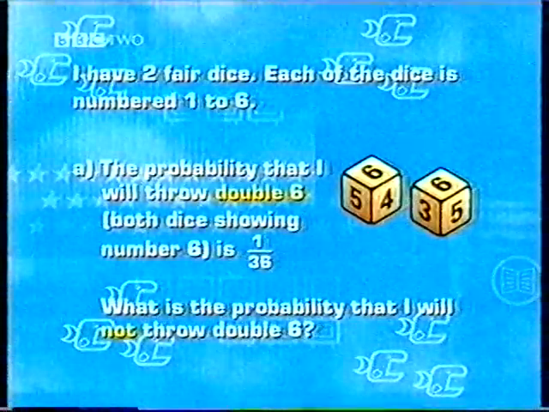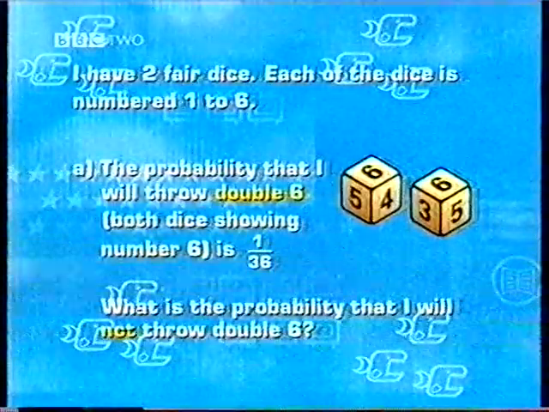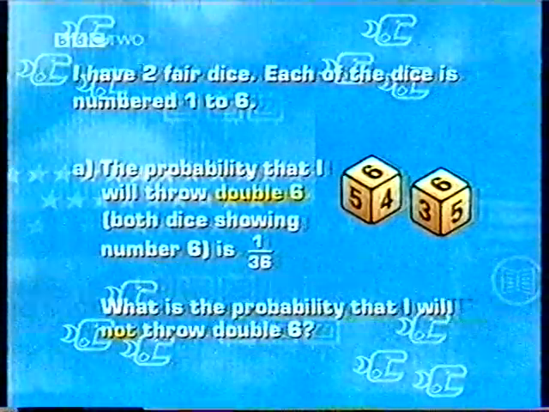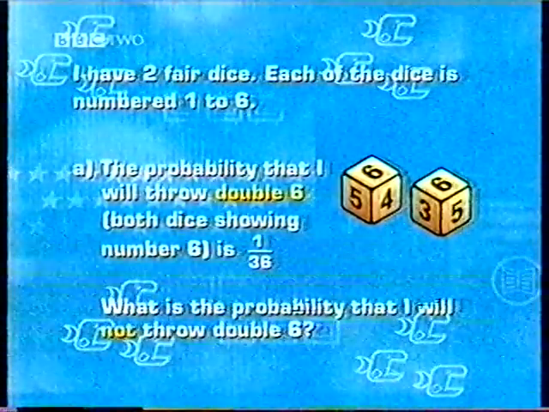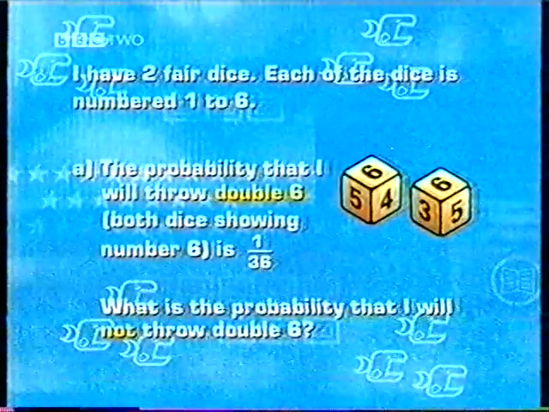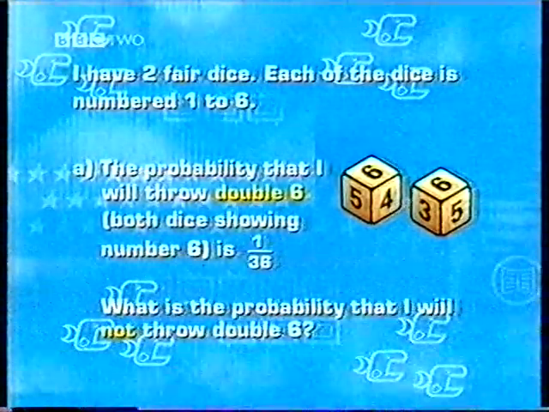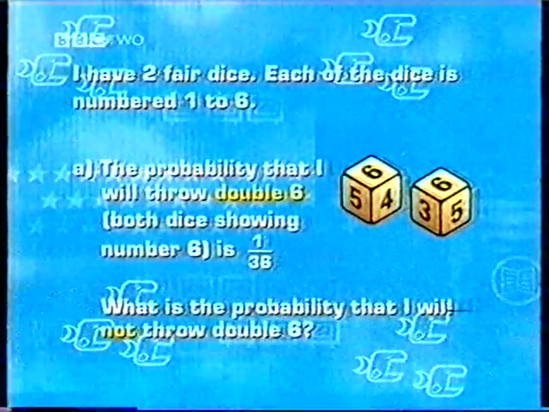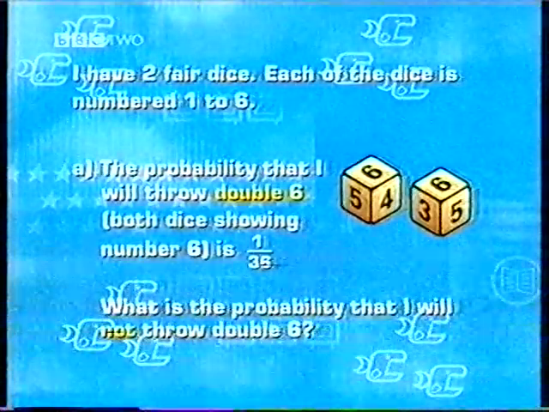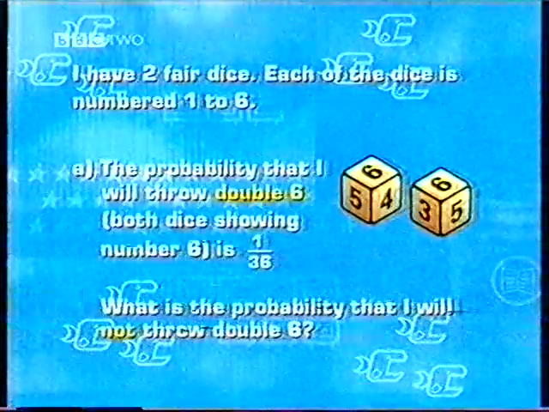This is a typical test question about probability, so I'll go through it step by step. The question says I have 2 fair dice, numbered 1 to 6, and in part A it tells me that the probability I will throw a double 6 is 1/36. It then asks what is the probability I will not throw a double 6.